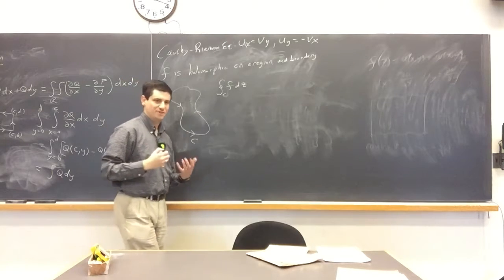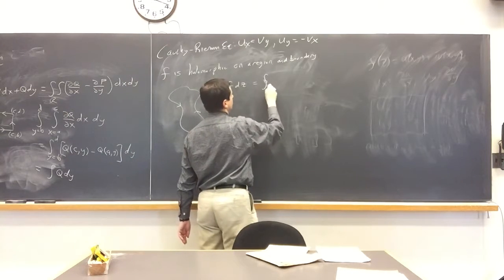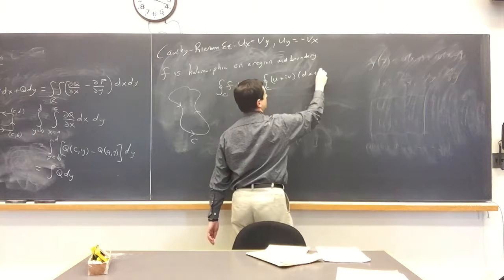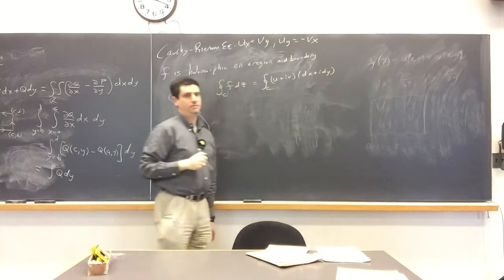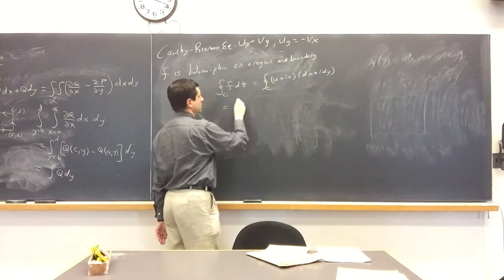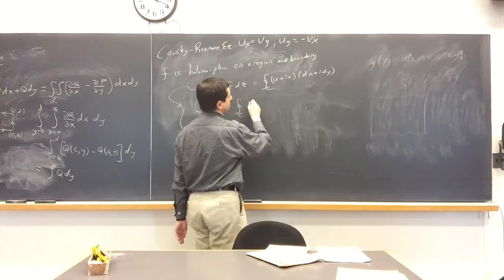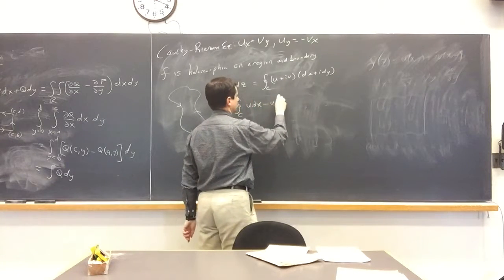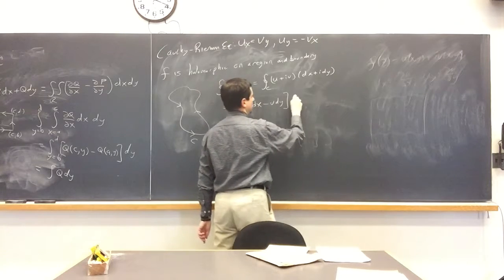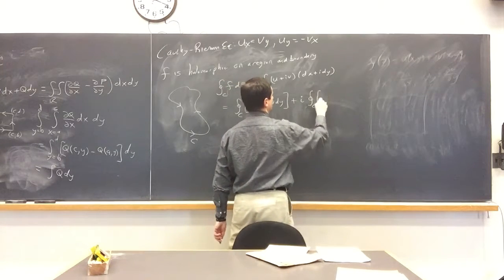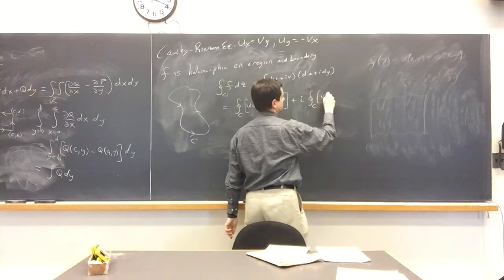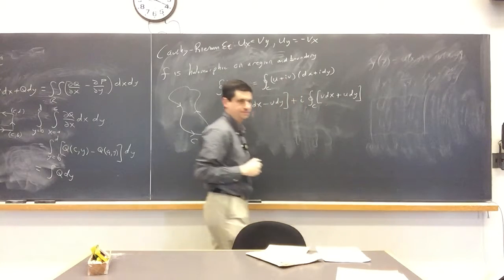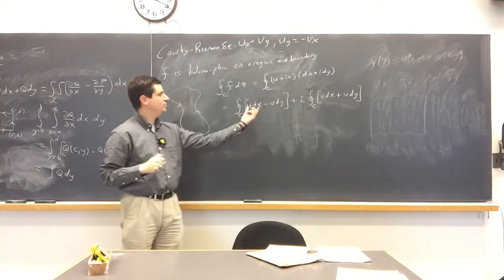And now this is where I'm hoping you brought your physics engineering hats. This is the integral over C of (u plus iv)(dx plus i dy). And now when I expand things out, this is the integral over C of u dx minus v dy, plus i times the integral over C of v dx plus u dy. Okay. What do you think I should use to evaluate this integral?